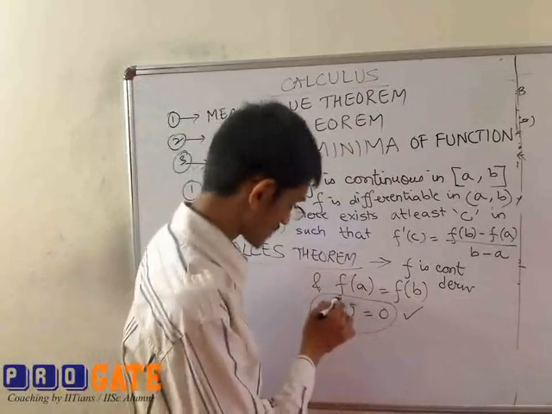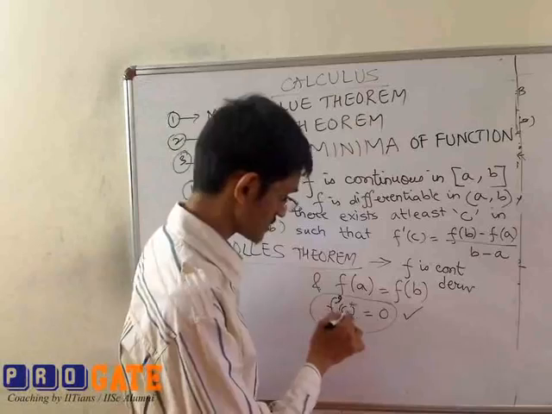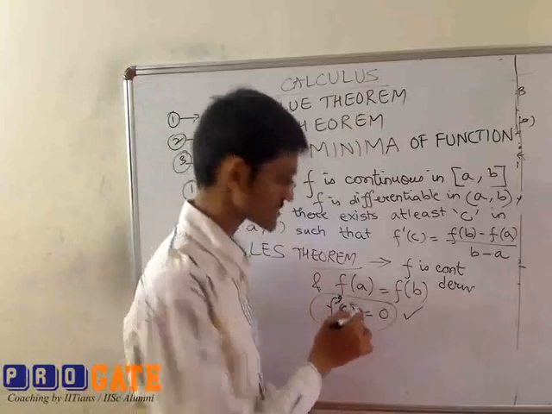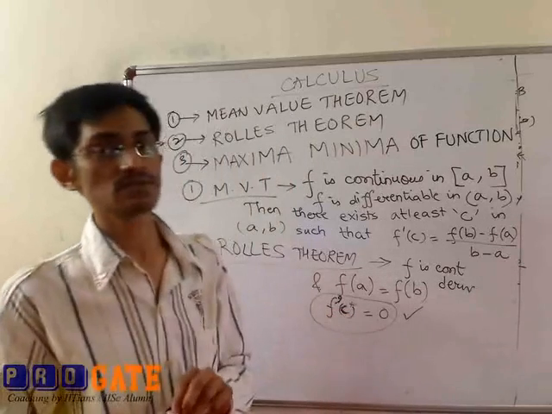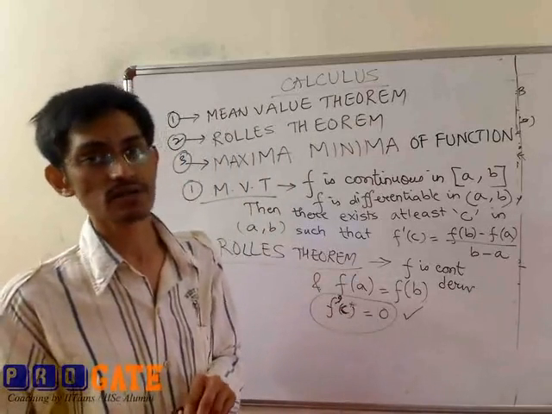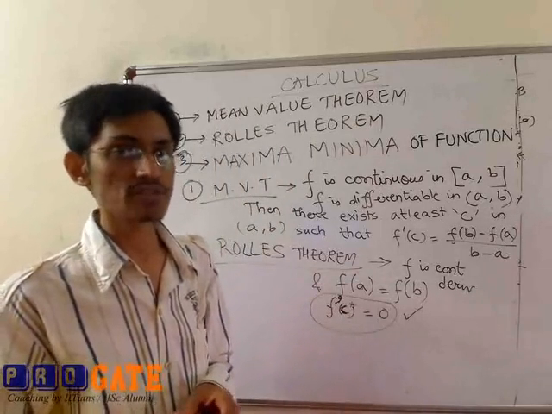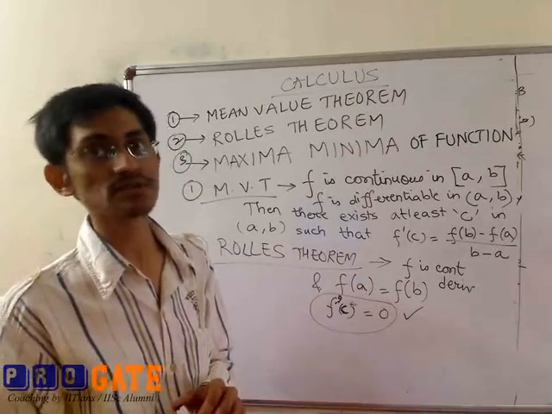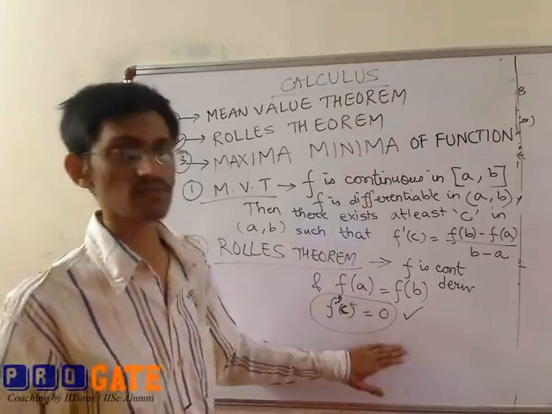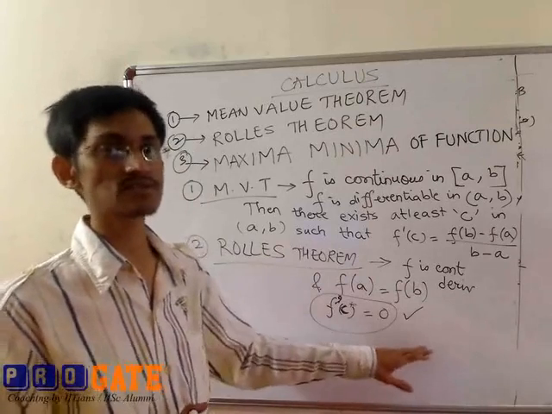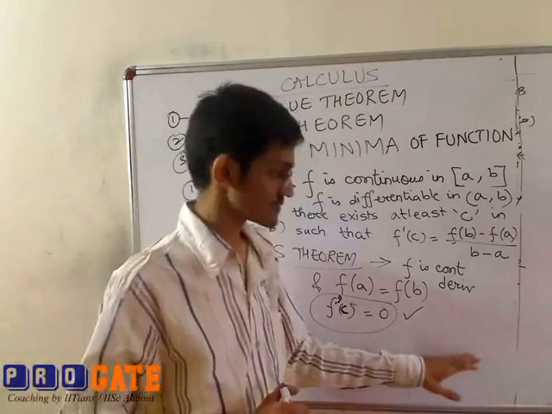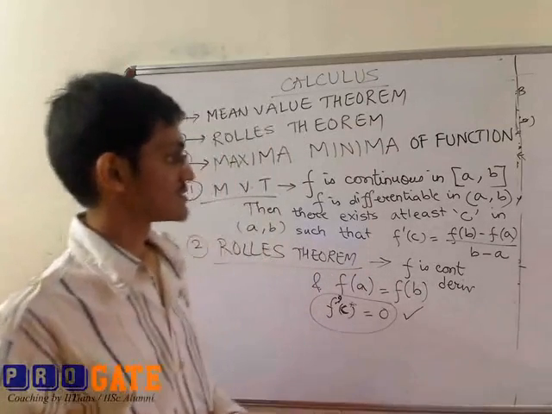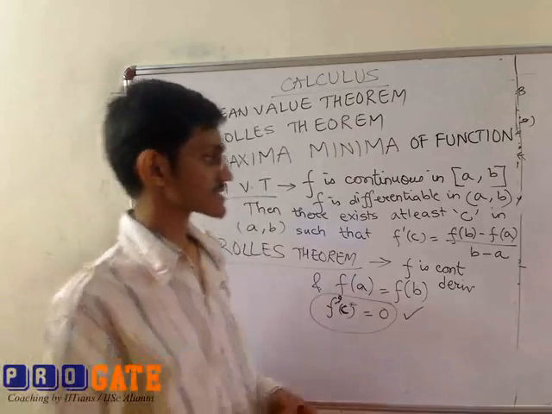Now how would this f dash of c be useful? If your first order derivative is equal to 0, that means you have some optimal point. It may be a maxima or minima of a function, which would be obtained through the second order derivative test. But the necessary condition for a point to be optimal is f dash of c to be equal to 0.